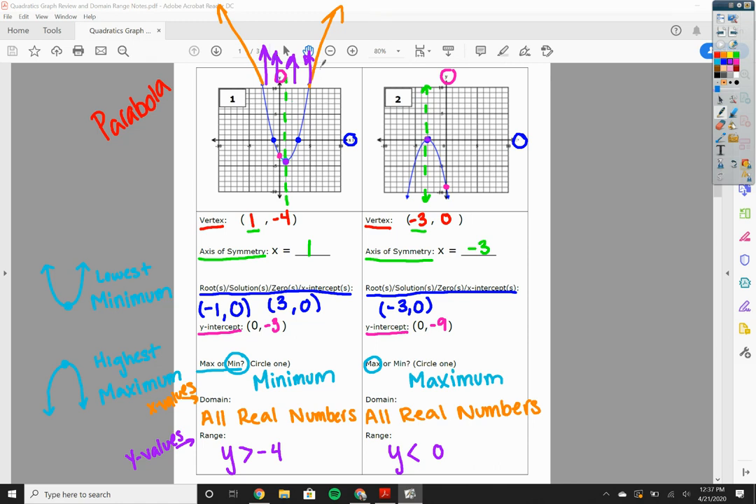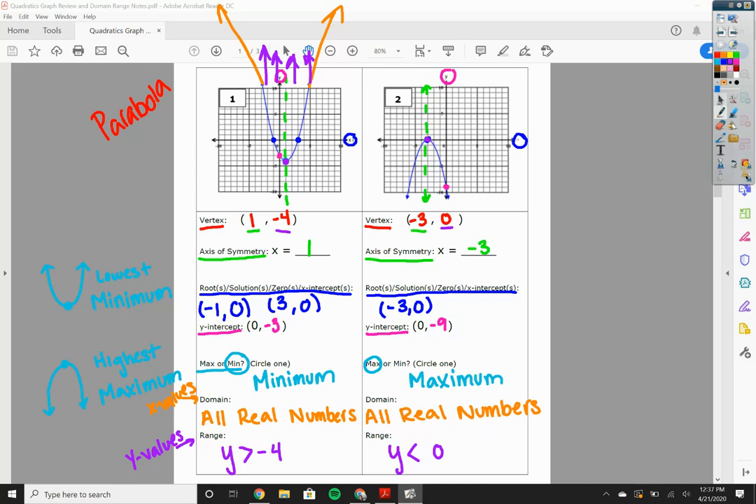So if it has a minimum, your range is y is greater than. If it has a maximum, your range is y is less than. And then you're always going to take the y of your vertex for your range, because your vertex is either the highest or the lowest point. So that's all the characteristics of a parabola.